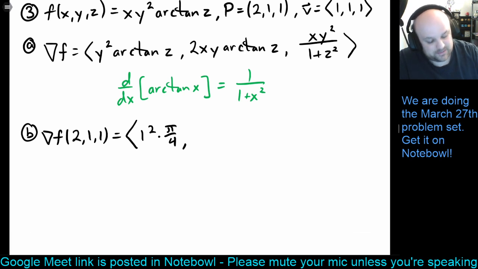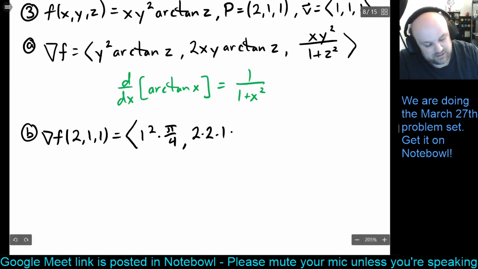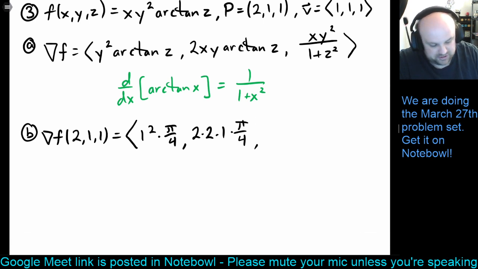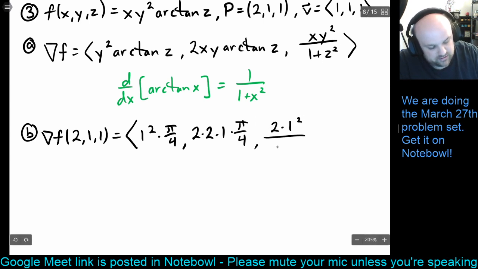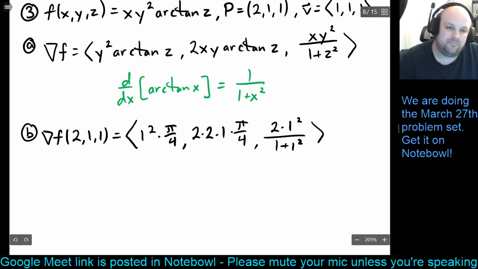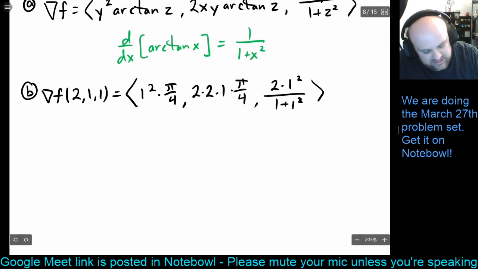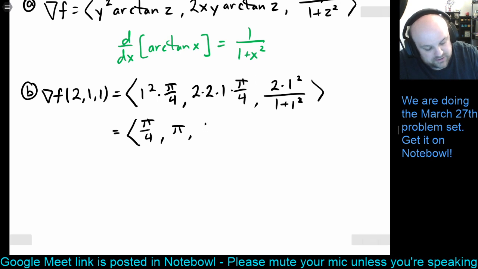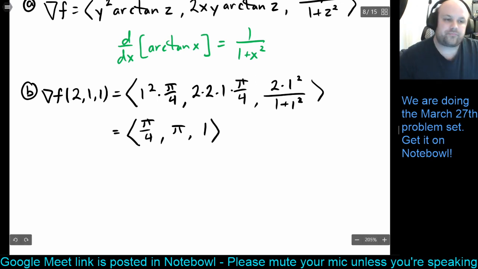All right, so let's look at the next one. 2 times 2 times 1 times, right, we know this is pi over 4. And in here, we just plug in a bunch of numbers, so 2 times 1 squared, or 1 plus 1 squared. Right? So, cool. Now we just need to clean this up a little bit. Pi over 4 here. 2 times 2 times pi over 4 is pi. And this is going to be 2 over 2, so this is 1. Right?